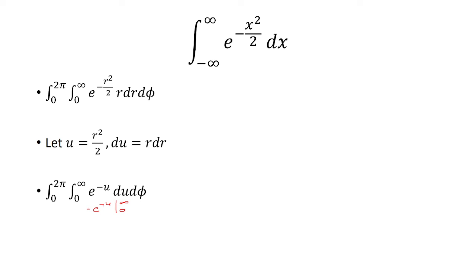Well, negative e to the negative u, when u approaches infinity, is just 0. So this is 0, and then minus, if I plug in u equals 0, it's negative e to the 0 power, which is negative 1. And that's just going to give us 1. So now we just have to integrate 1 d phi from 0 to 2 pi. That's a constant, so you can just multiply it by 2 pi. And this is our final answer.